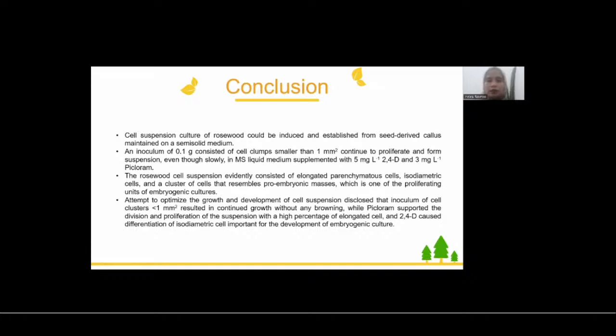Attempts to optimize the growth and development of cell suspension disclosed that an inoculum of cell clusters less than 1 millimeter resulted in continued growth without any browning, while picloram supported the division and proliferation of the suspension with a high percentage of elongated cells, and 2,4-D caused differentiation of isodiametric cells important for the development of embryogenic culture.